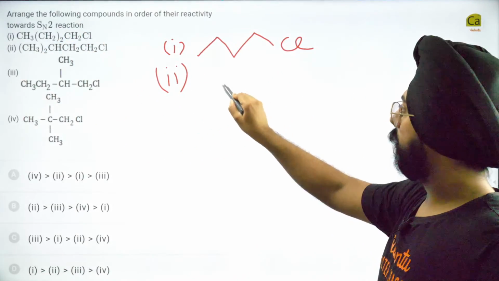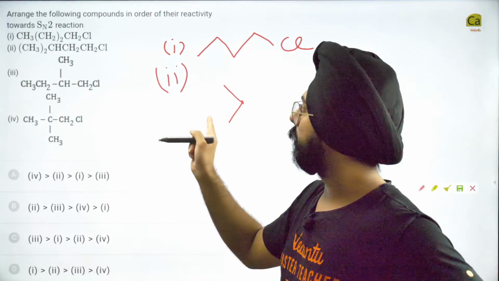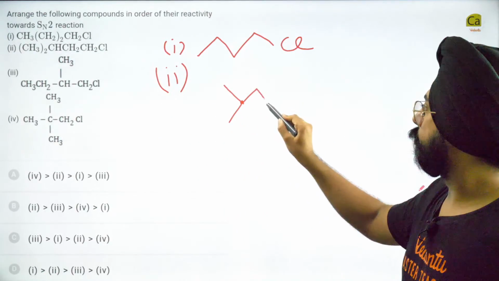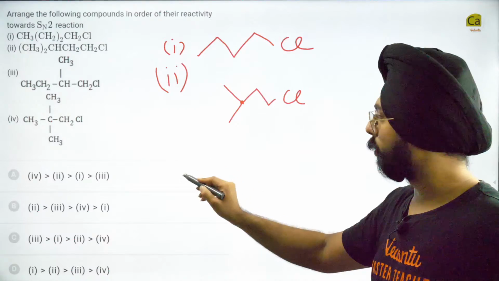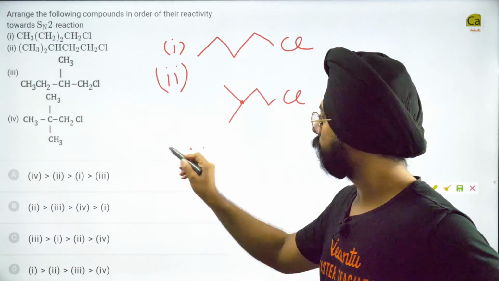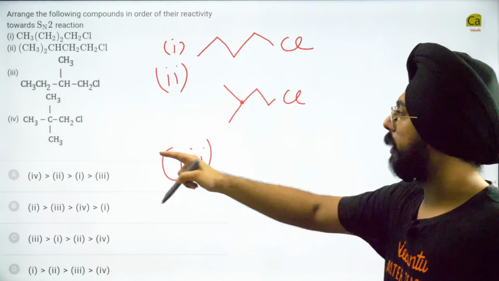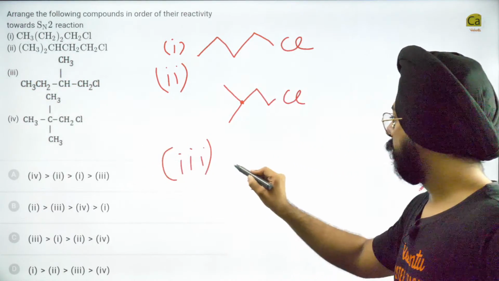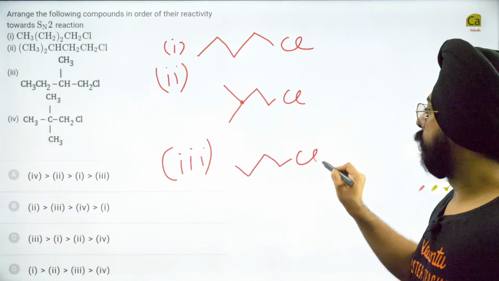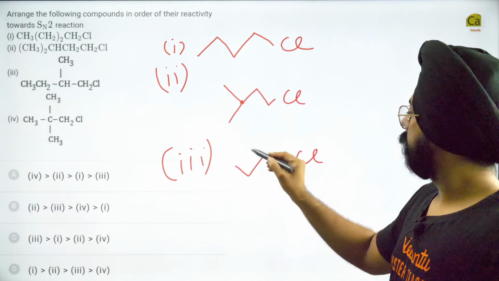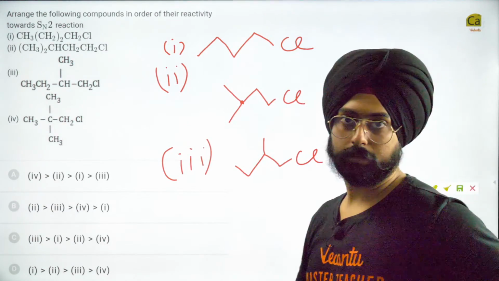Second structure is (CH3)2CH, so there's a carbon which has 2 CH3 on it: (CH3)2CH, CH2, CH2, Cl. This is structure number 2. Structure number 3, thankfully, is given to us very simply: 1, 2, 3, 4 carbons, and you have a chlorine, and on the second carbon you have this.